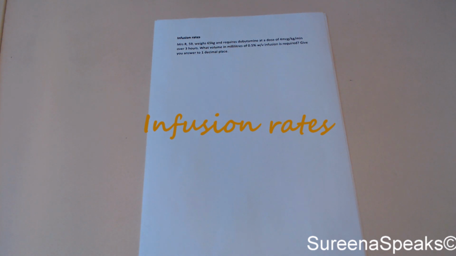So Mrs. R, 59, weighs 65 kilograms and requires dobutamine at a dose of 4 micrograms per kilogram per minute over 3 hours. What volume in milliliters of 0.5% w/v infusion is required? Give your answer to 1 decimal place. Don't be scared by questions like this. We've got 4 micrograms per kilogram per minute, and we have how much she weighs, that's good. So let's start off there.